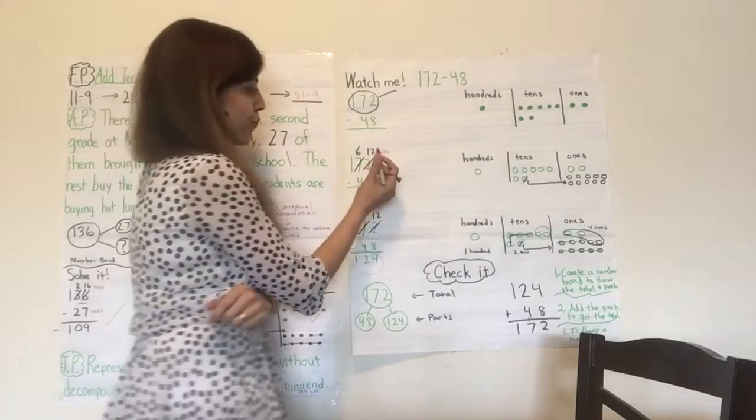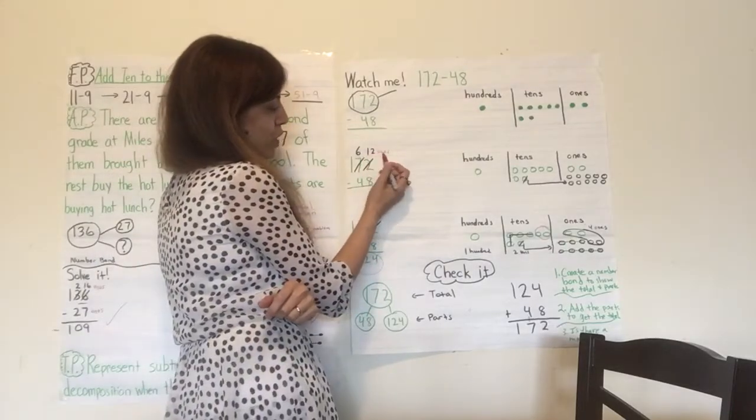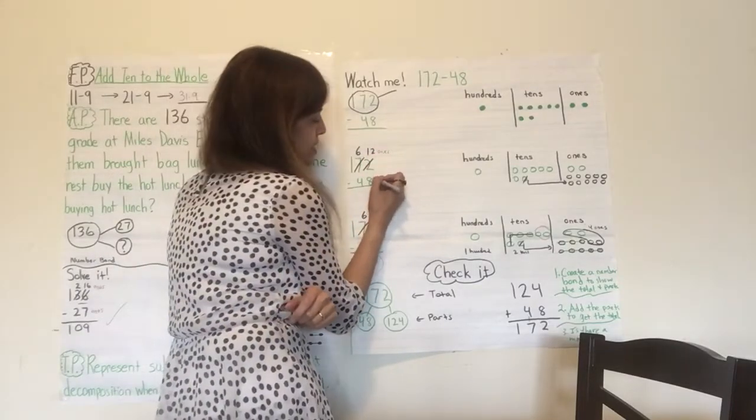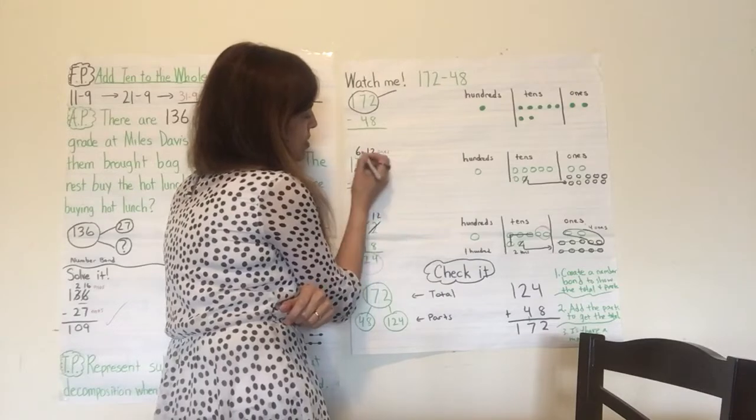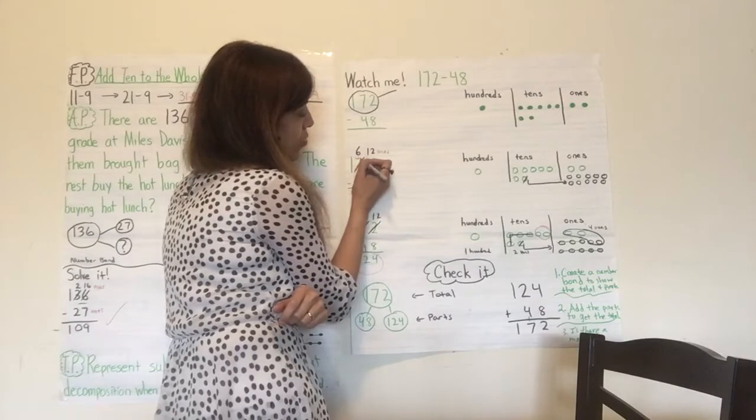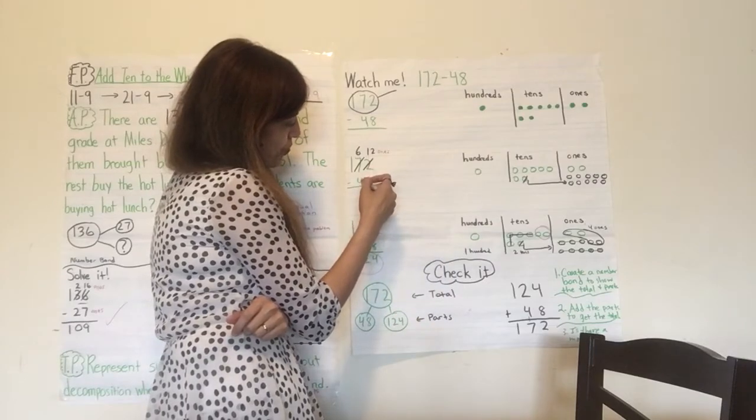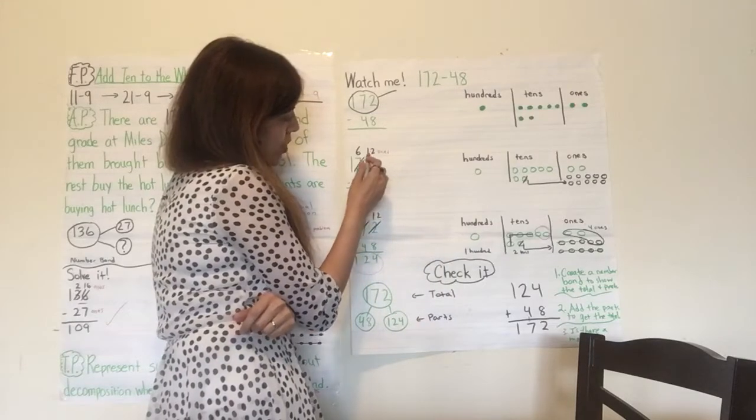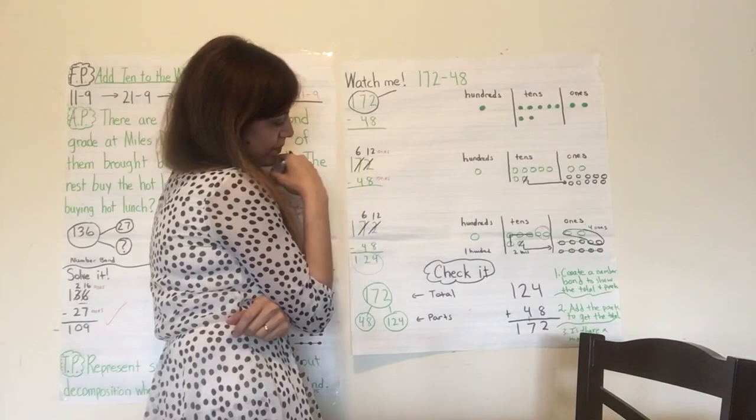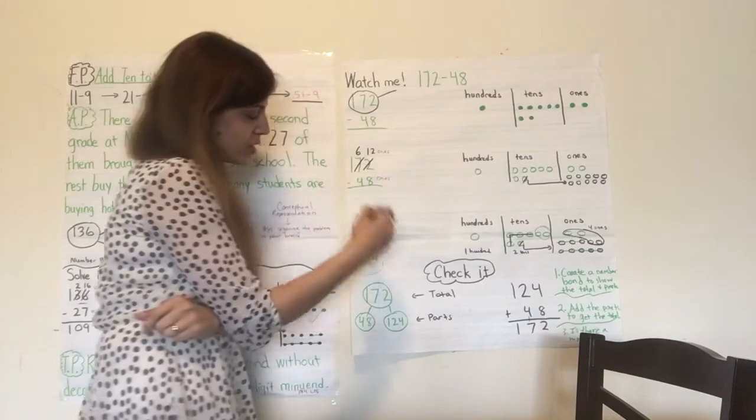Okay, so I'm going to take 110 from here. This turns into 12 ones. 12 ones minus 8 ones. This turns into 6 tens now, right? Because we took 110 away. So now it's 172 minus 48. This is how it should be represented. Do you see that?